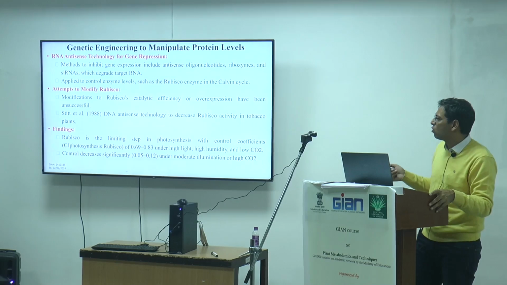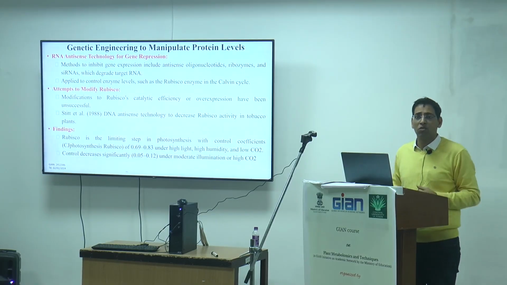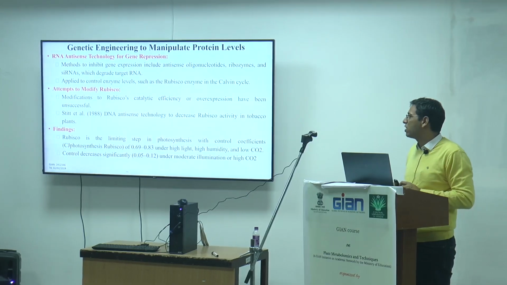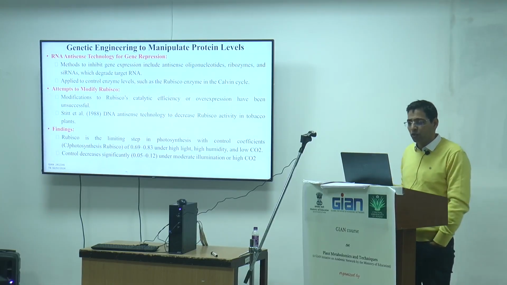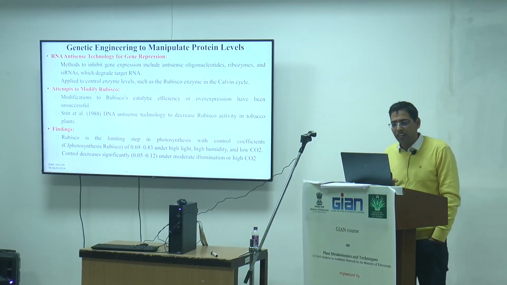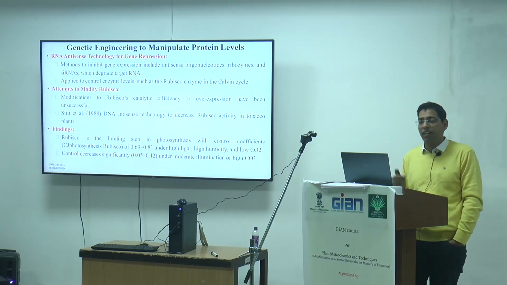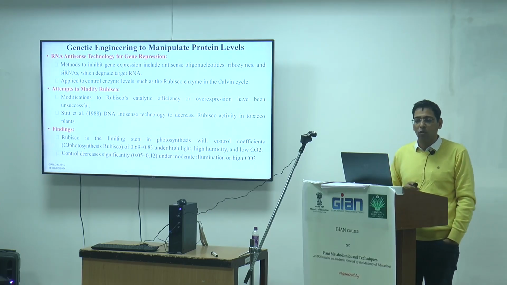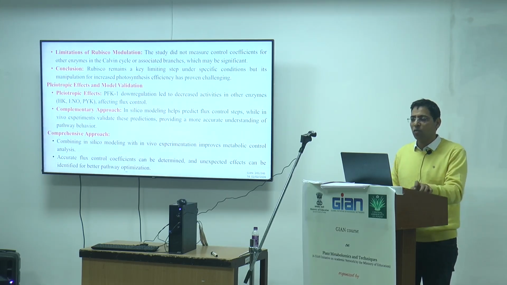This modification of the Rubisco catalytic efficiency and its expression was basically unsuccessful in improving the photosynthesis process and some other related things. DNA antisense technology was used to reduce the Rubisco activity in tobacco plants in 1988. It's an old story actually. Rubisco is the limiting step in photosynthesis with a control coefficient of 0.69 to 0.83 under high light, high humidity and low CO2, and its control decreases in significance under moderate illumination and low CO2. So this is the limitation of the Rubisco modulation.